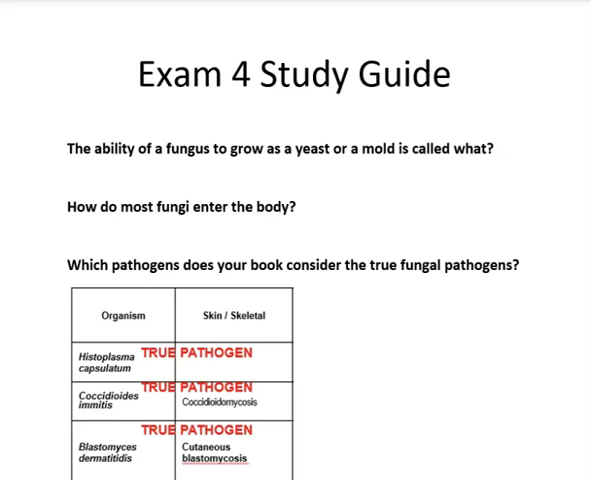So let's get started. Okay, the first question here is the ability of a fungus to grow as a yeast or a mold is called what? Well, remember, this is called dimorphism, when it's able to take either the form of a mold or a yeast. And remember, this is going to be based on the temperature of the environment. So at environmental temperatures, the fungus will grow as a mold. And at body temperature, a dimorphic fungus will grow as a yeast.